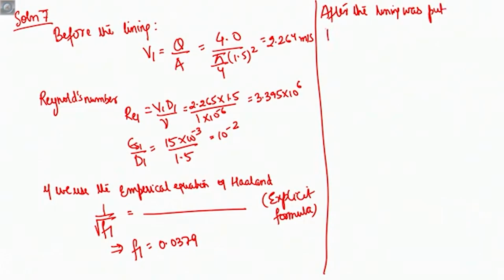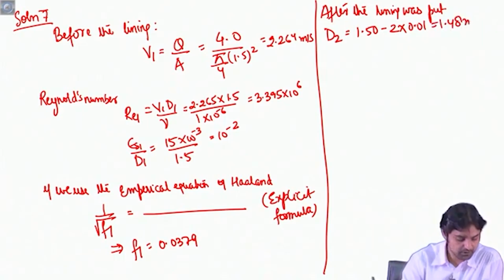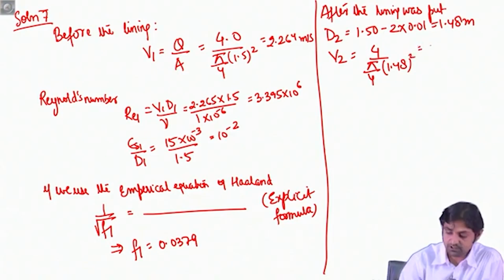So, after the lining was put, diameter will be reduced. How much? 1.50 was the diameter and the lining reduces this, so the diameter becomes 1.48 meters. Therefore, the velocity will be 4 Q by pi into 1.48 whole square. That means 2.325 meters per second. All right.